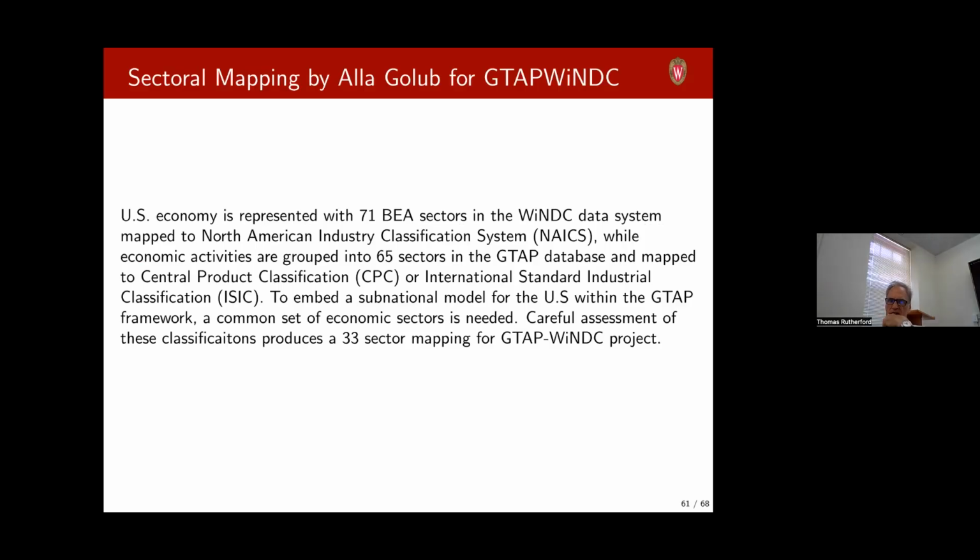This is something we worked a lot on. Alla Golub from GTAP has been working with us. We've had meetings more or less every week for the last nine months, and we've made quite a bit of progress. There are still other things that could be improved, but we have basically come up with this 33 sector mapping. It took a lot of work to identify consistency. These are mapped onto different classifications and require crosswalks between them.